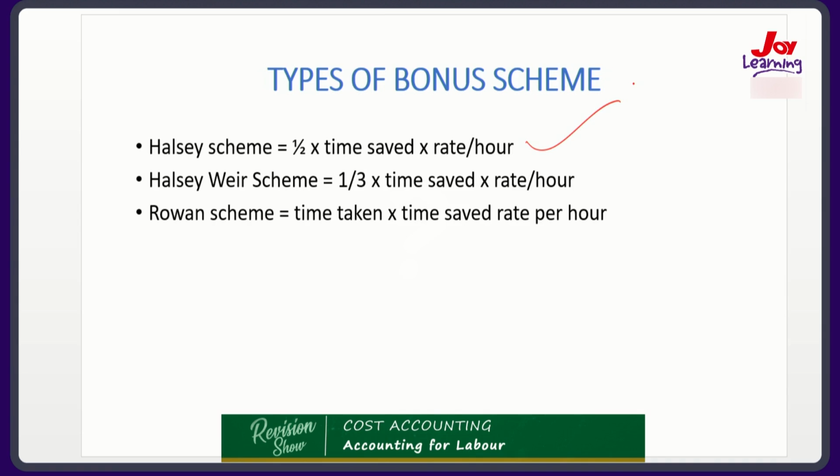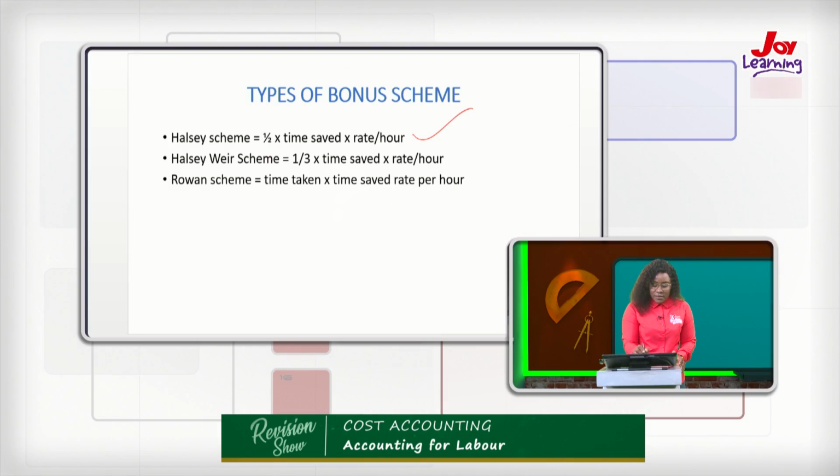Then we have the Halsey-Weir scheme. It is one third of the time you saved multiplied by the rate that has been given per hour. So in exams, if they tell you to calculate the bonus using one third, you should know it. But if they don't state one third and they bring the name, you should know that the Halsey-Weir scheme is one third of the time you have saved multiplied by the rate per hour. Then the last one is the Rowan scheme. As the name implies, know how to calculate it.